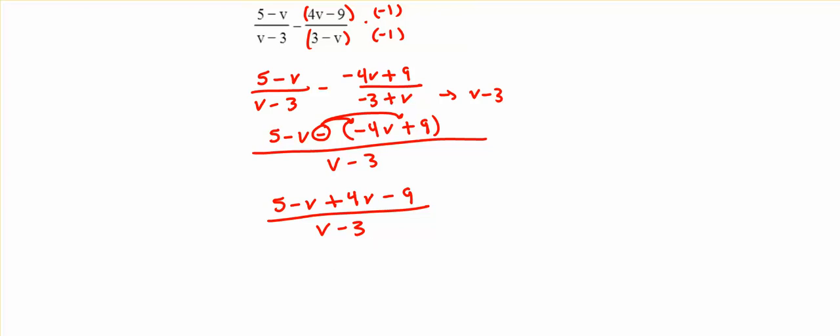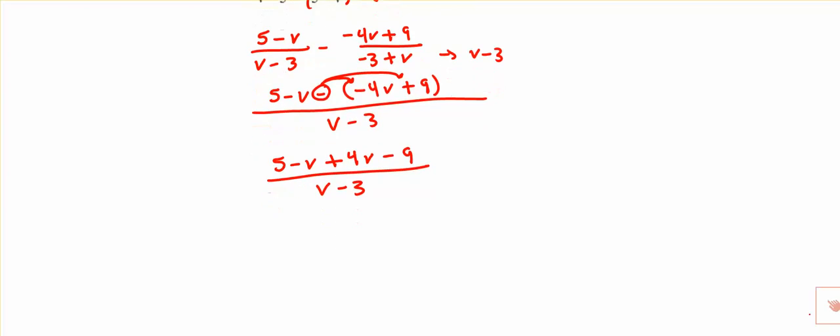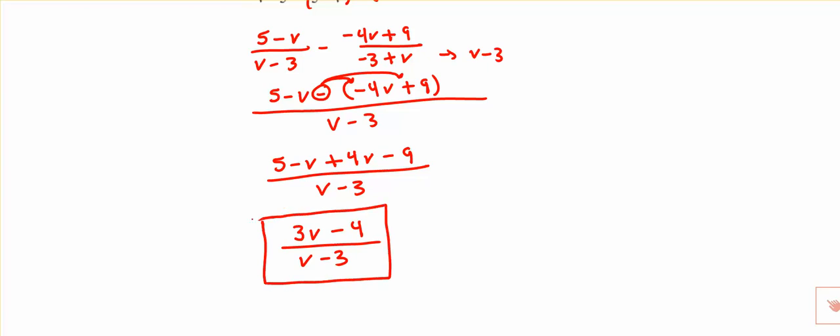Now we want to simplify our numerator by combining like terms. So we have -1v plus 4v. -1 plus 4 is 3v. Positive 5 minus 9, 5 take away 9. We're taking away more than what we started with. So that gives us -4, all over v minus 3. We check to see if we can factor anymore, and we cannot factor anything, so this is fully simplified.